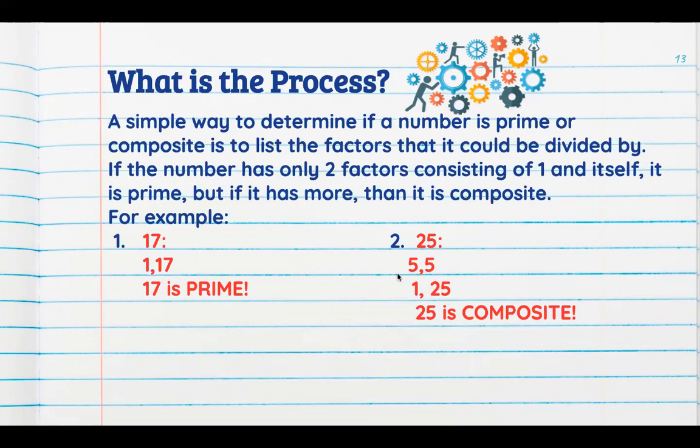The second example is the number 25. 25 can be divided by 5 and 5, and it can be divided by 1 and 25. So that means 25 is composite. Listing all the factors is a great way of saying which two numbers multiply up to get this value.